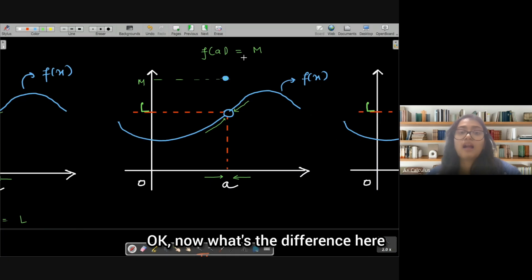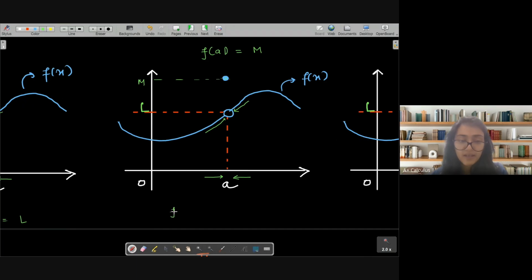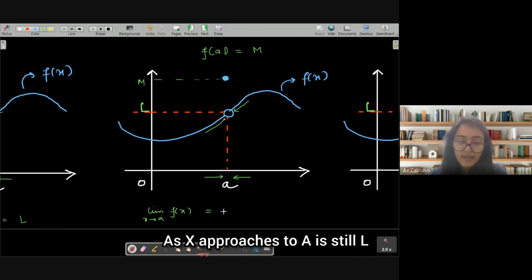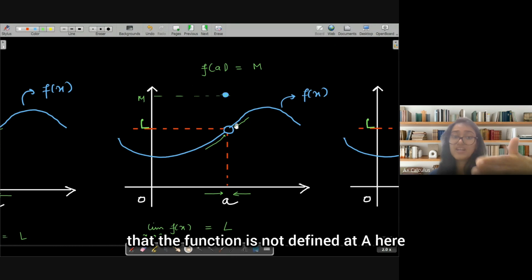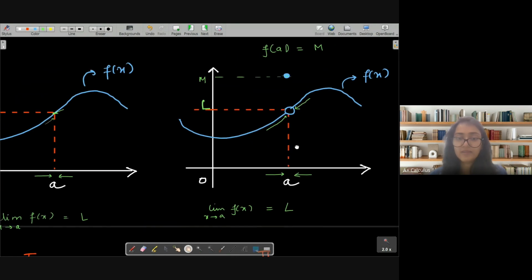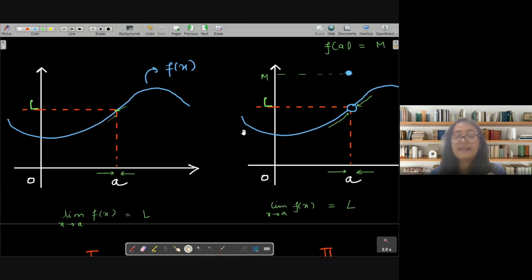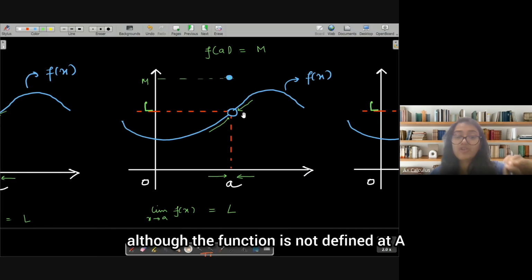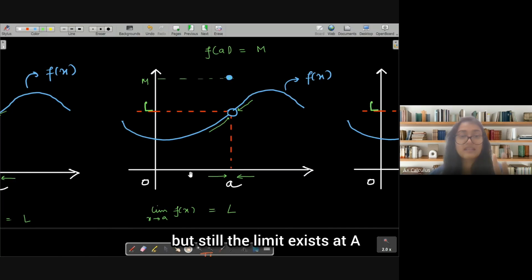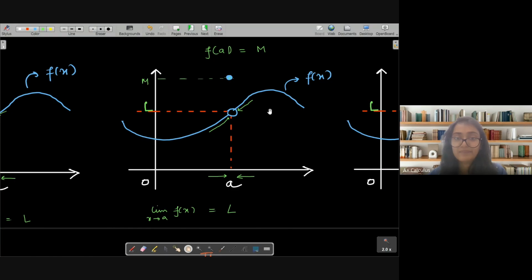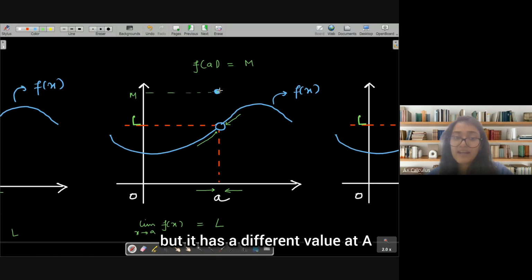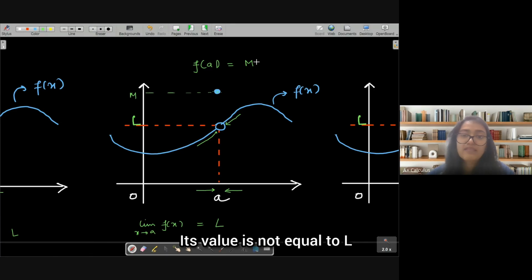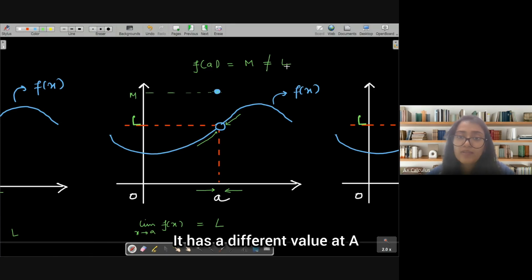Okay, now what is the difference here? The limit as x approaches a is still L, but the difference is that in the first case, the function was defined at a and its value was L. Okay, I'm wrong. In the second case, the function is defined at a, but it has a different value at a. Its value is not equal to L. It has a different value at a.